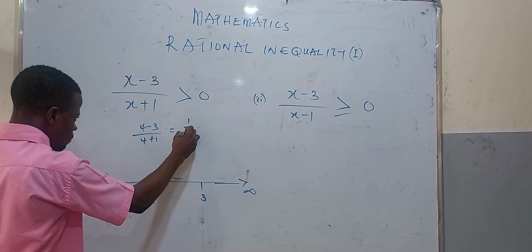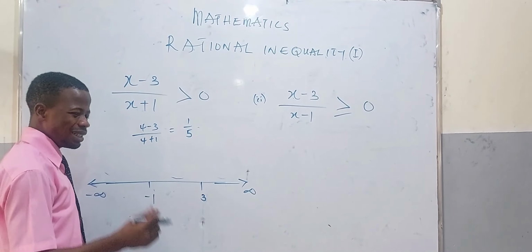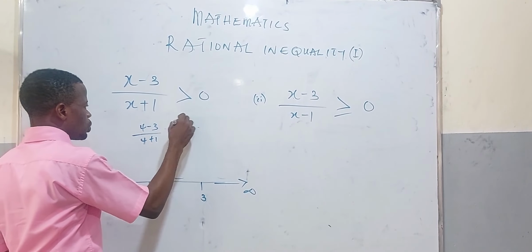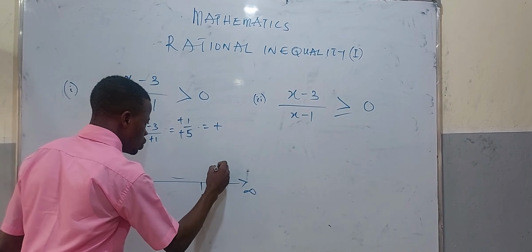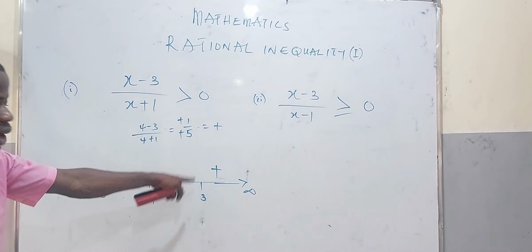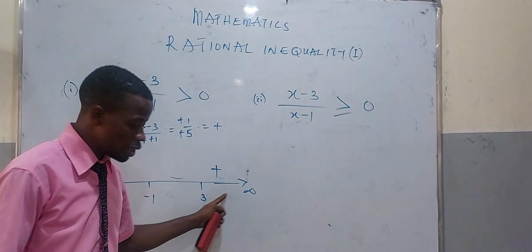That is 1 over 5. I need the signs. So this one is positive, this one is positive. That will still be positive, right? So this region is positive. If you try 5 and more, you get the same for this region.